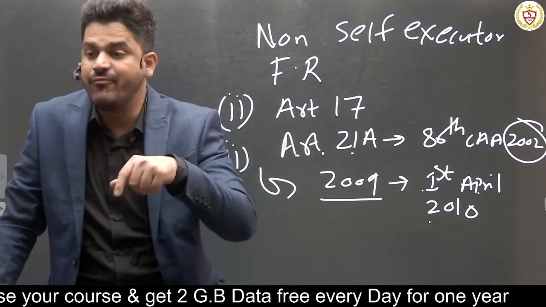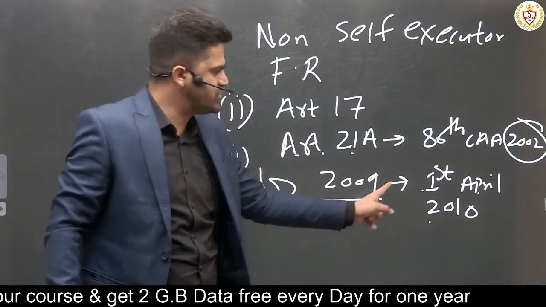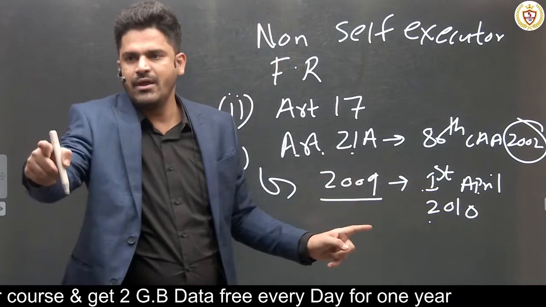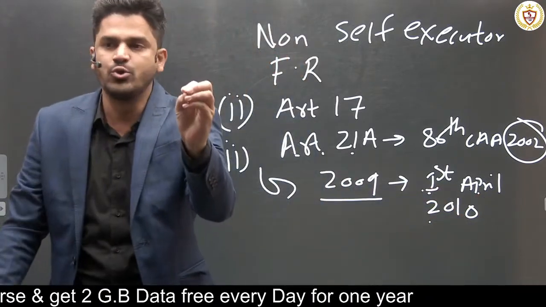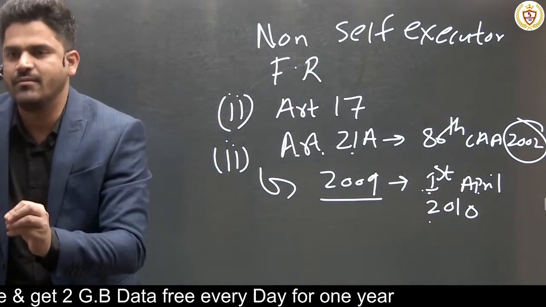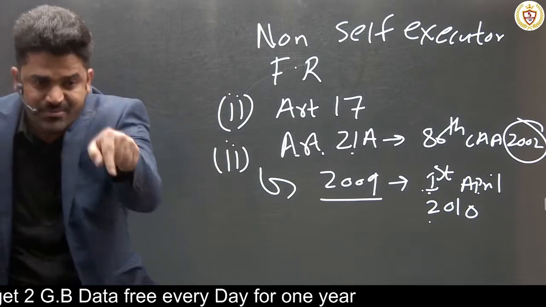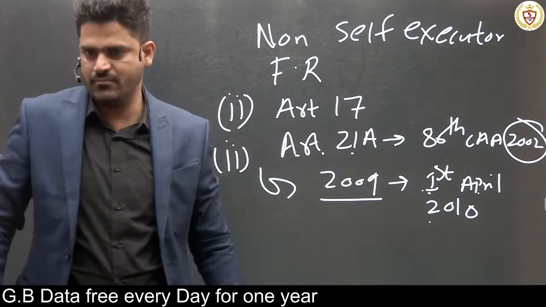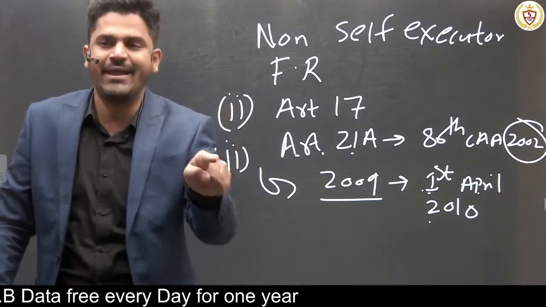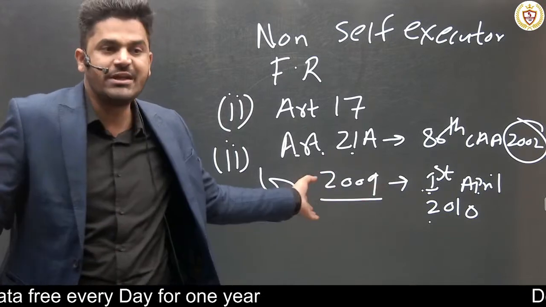समझ में आया? वो enforceable कब हुआ? जब पार्लियामेंट ने ये एक्ट पास किया 2009 में, and that Act came into force from 1st of April 2010. So from 2002 till 1st April 2010, the fundamental right to free and compulsory education was mentioned in Article 21A, but it was not capable of enforcement because it was dependent on this law to be passed by the Parliament, which was passed only in 2009.